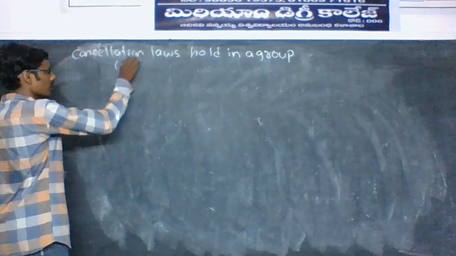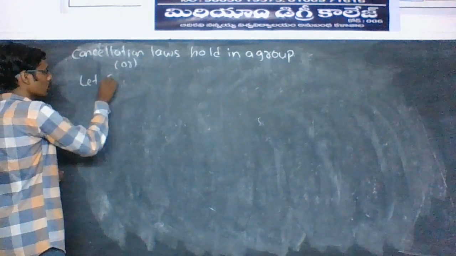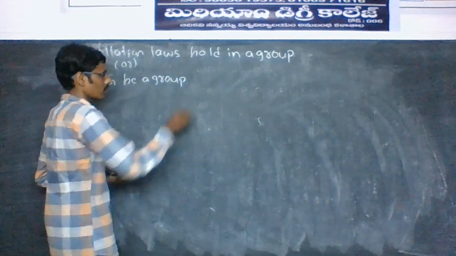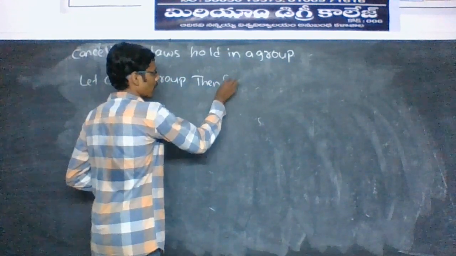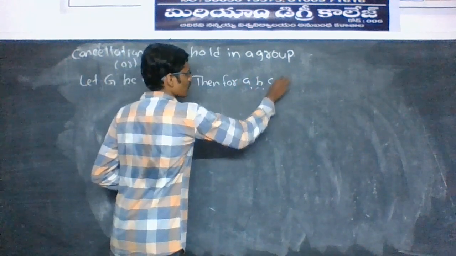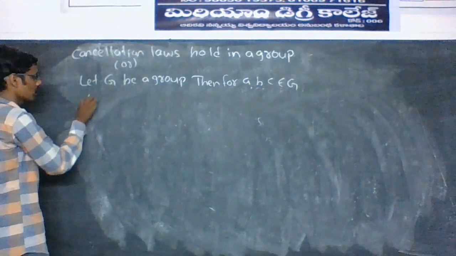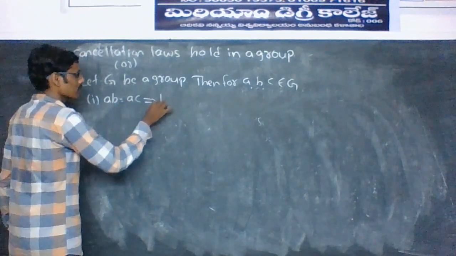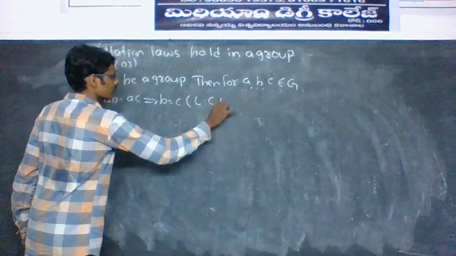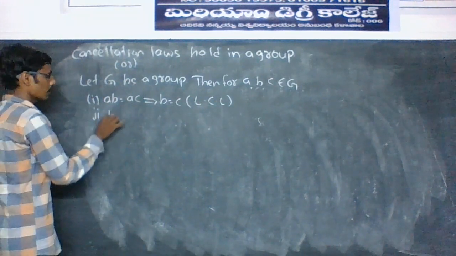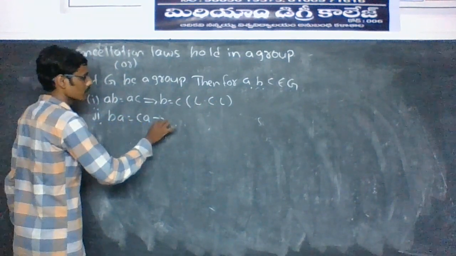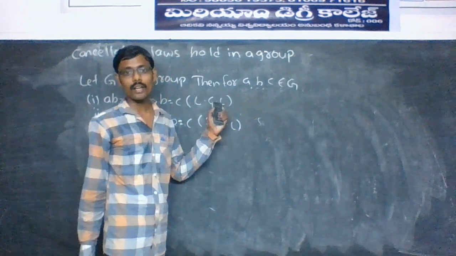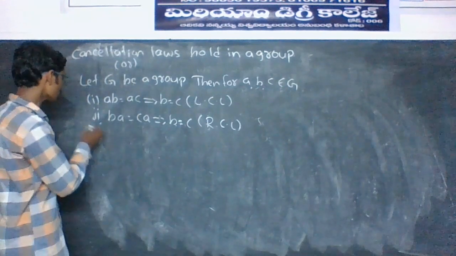Or another statement: let Z be a group. Then for A, B, C belonging to Z, first, AB = AC implies B = C, the LCL. Second, BA = CA implies B = C, the RCL. Left cancellation law, right cancellation law. Proof.